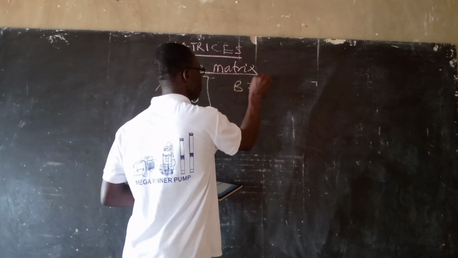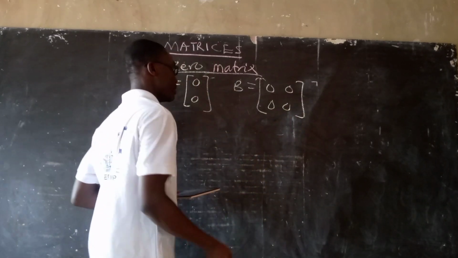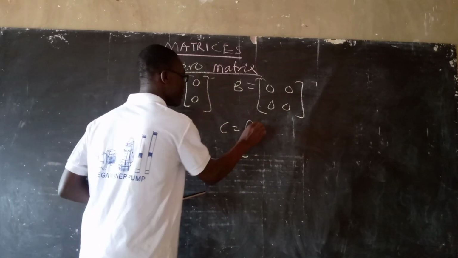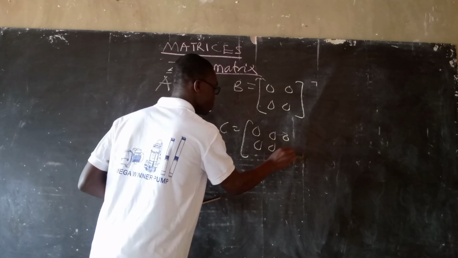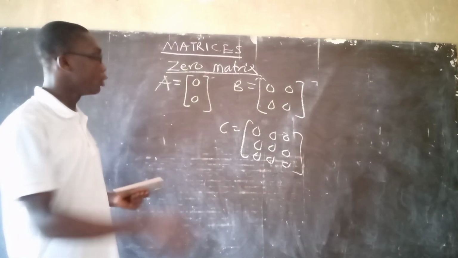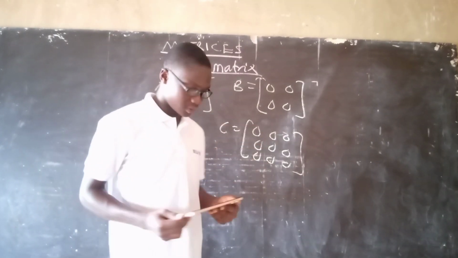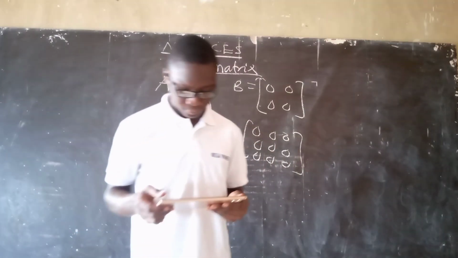Matrix B, we have 0, 0, 0, 0. This is a zero matrix. Matrix C, we have 0, 0, 0, 0, 0, 0, 0, 0, 0. This is a zero matrix. So all the entries are 0. These are zero matrices. Let's continue.